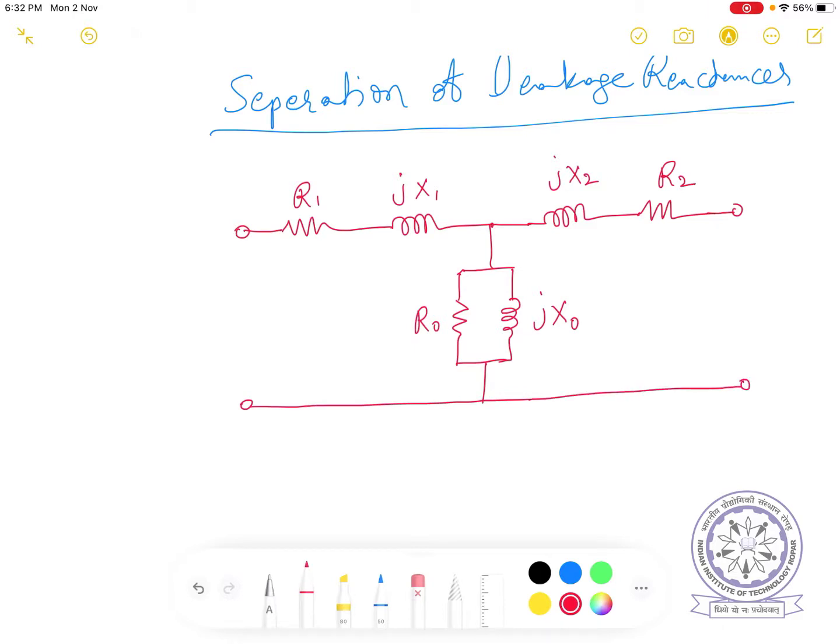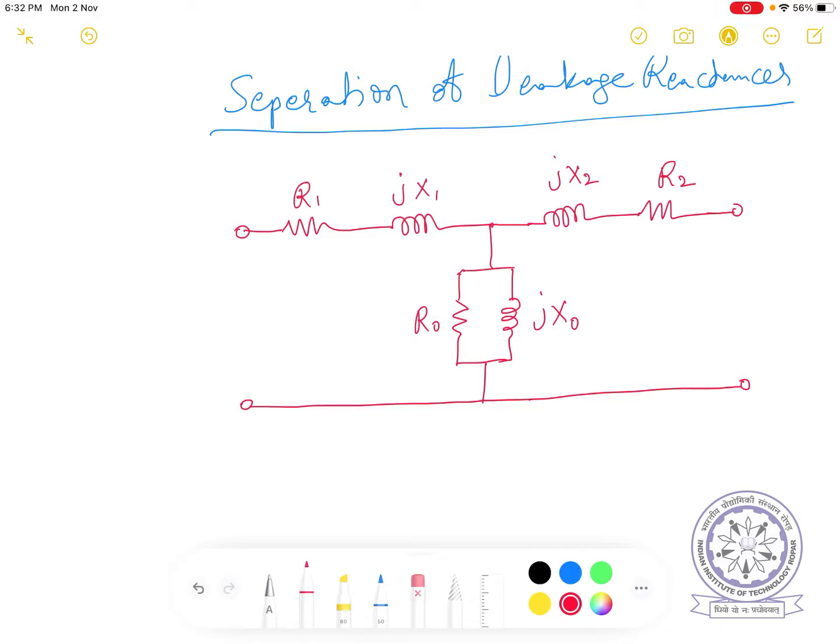Okay. So the equivalent circuit is drawn here. Now we want to separate out the impedance, primary and secondary. From the short circuit test you got, say, R1 plus R2 and X1 plus X2. Now how to separate it out? What kind of connections, what kind of test do you suggest? Think a moment and then let me continue.